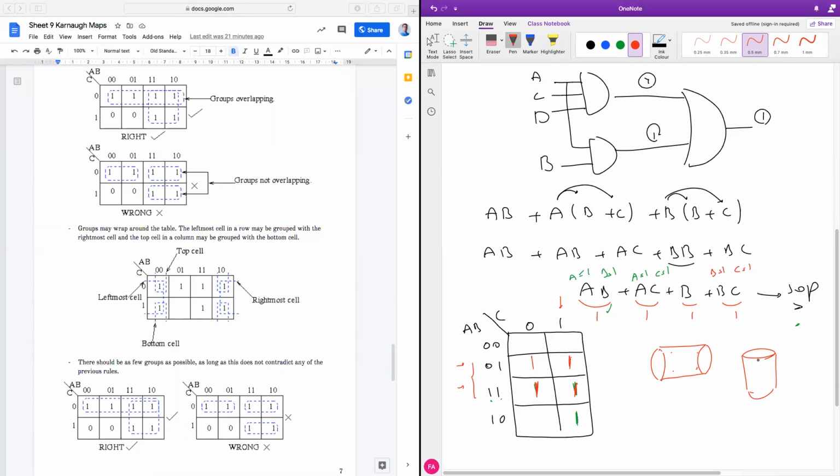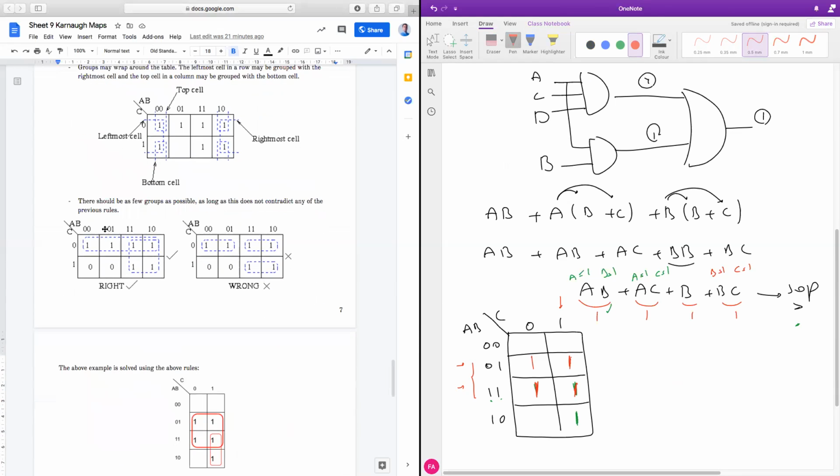Look at the table in this way. Again, as you see, ones will be adjacent here and we can make the group of 4 here. This is what I just explained there. So wrapping around the table is something important that you need to know and learn.